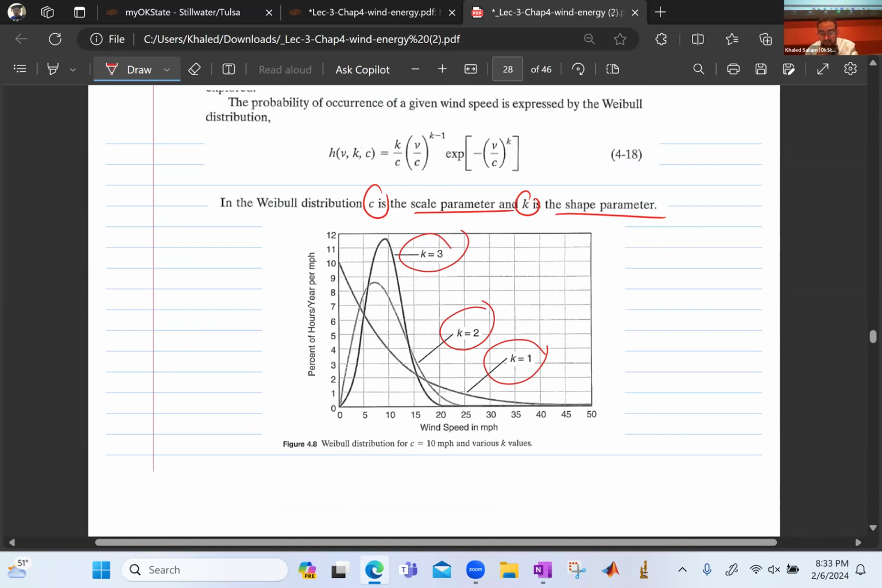Okay? And so all those were done with C equal 10 mile per hour. You can see here is the 10 mile per hour. So C is not the peak, but it's the number that will move the curve. Will move the peak. But it's not exactly the mode. It's not the maximum point, but it's nearby.